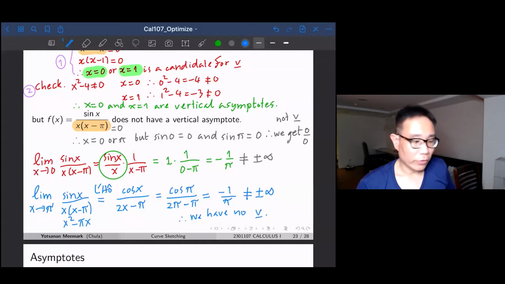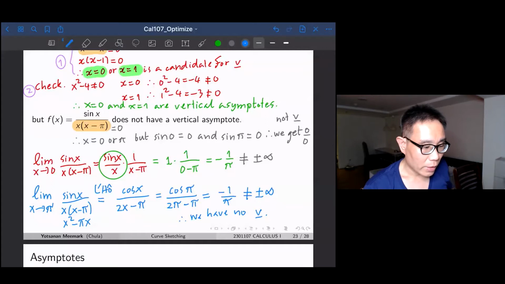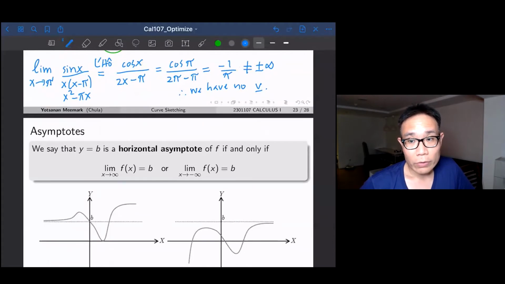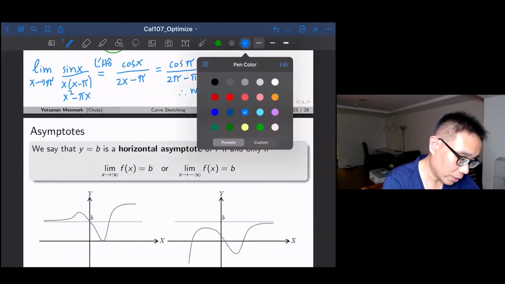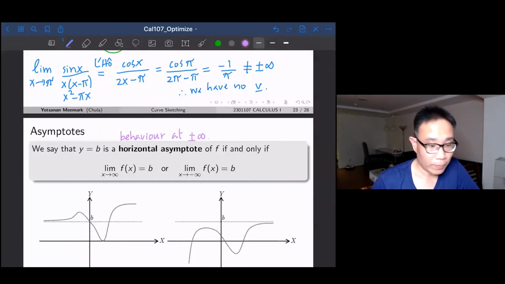Okay, so this is how we determine vertical asymptote. The next thing that I'm going to teach you is how to determine horizontal asymptote. Horizontal asymptote is about behavior at positive and negative infinity.